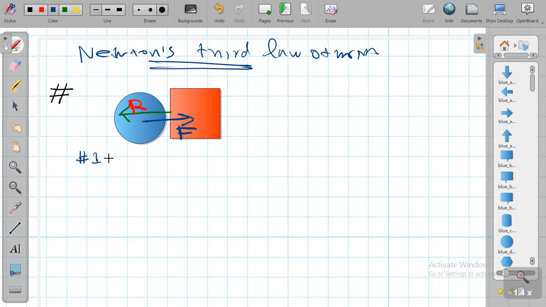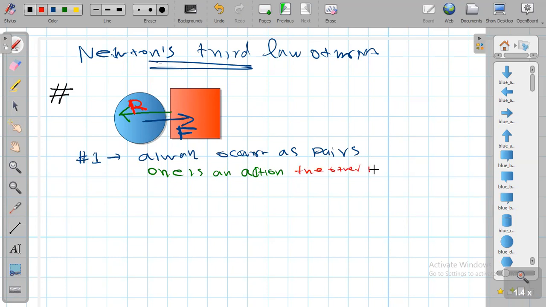They always occur as pairs. One is an action, the other is a reaction. One is action, the other is reaction. Remember.